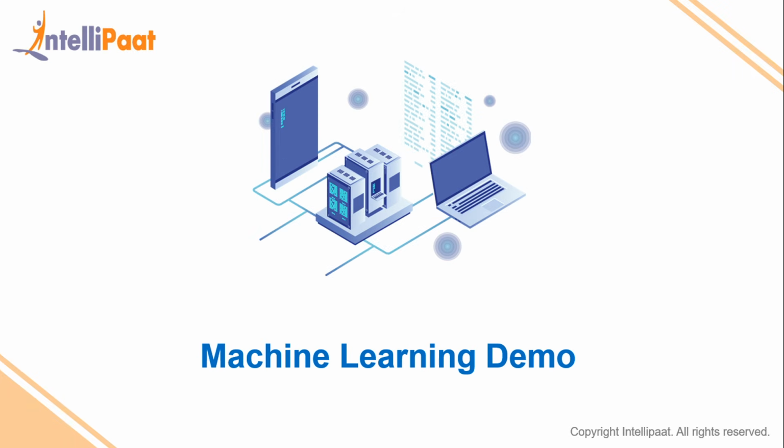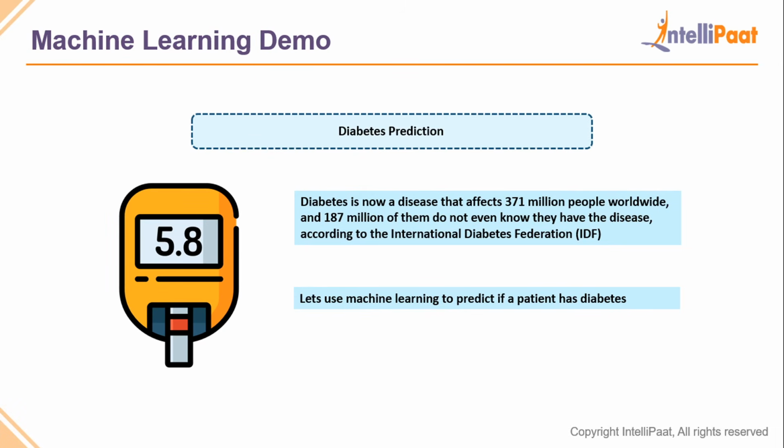So now let's take a look at the demo. A recent survey conducted by the International Diabetes Federation showed that 371 million people worldwide had diabetes, and 187 million of them did not have any idea that they had that disease. So that's very difficult. Let's see what we are doing. Let's use a diabetes data set and build a model that will predict whether a person, given some information, has diabetes or not.